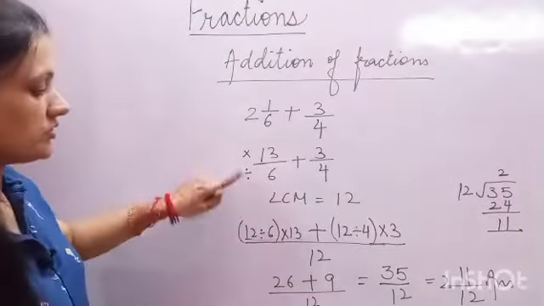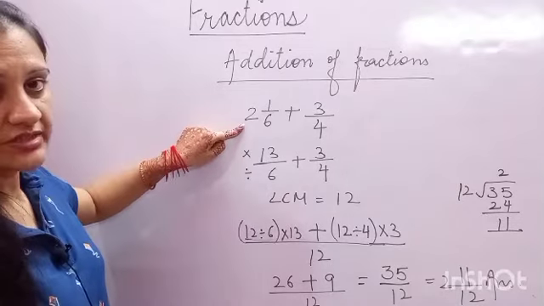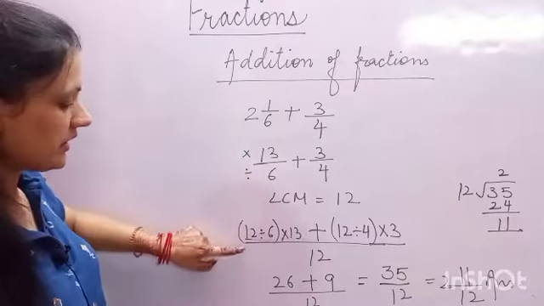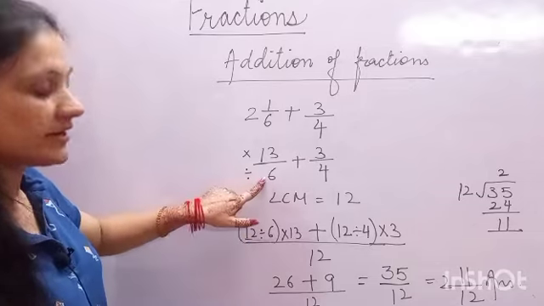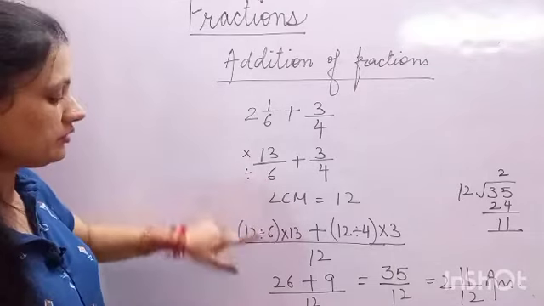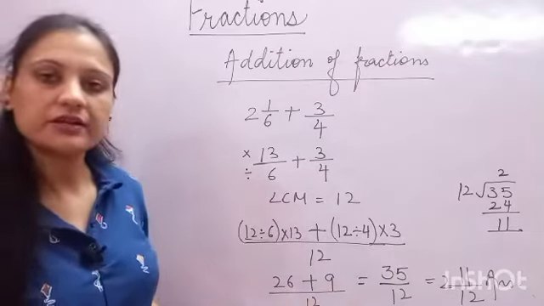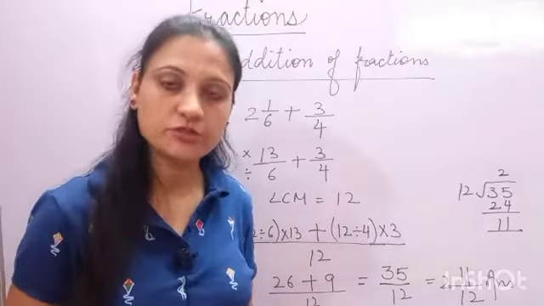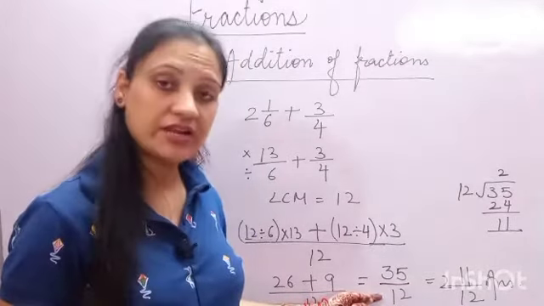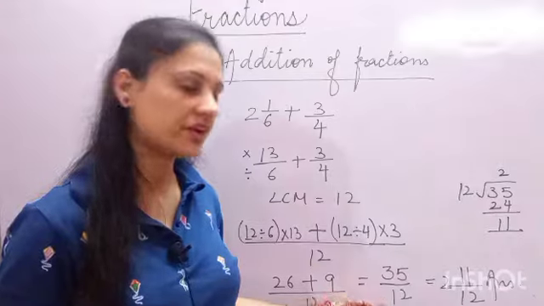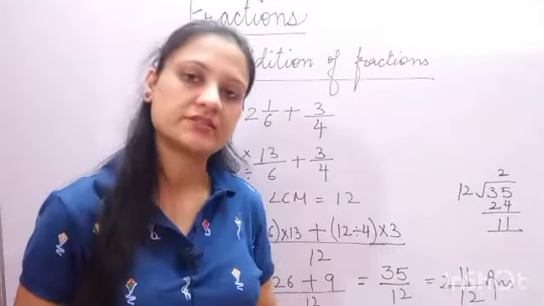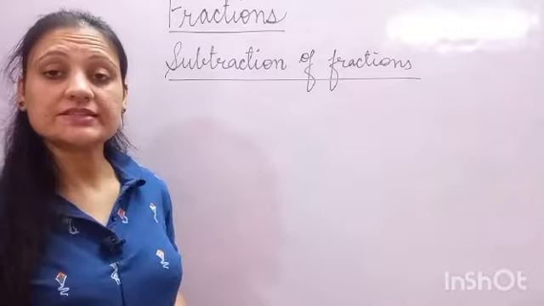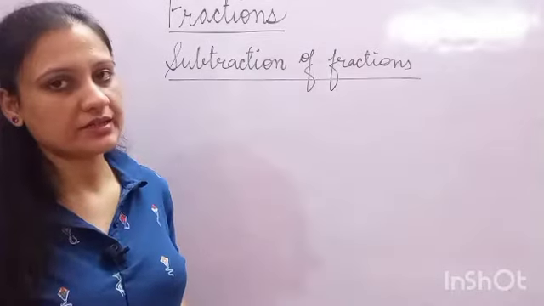What do you do? First you have to convert. If it is given in improper, convert into proper. LCM to be taken, and then LCM should be divided by the denominator, multiplied by the numerator, and then addition. Simple. And do remember, if it is reducible, you have to reduce. If it is an improper fraction, like it is given here, you have to convert into mixed. Okay. Now let us understand how to subtract unlike fractions.